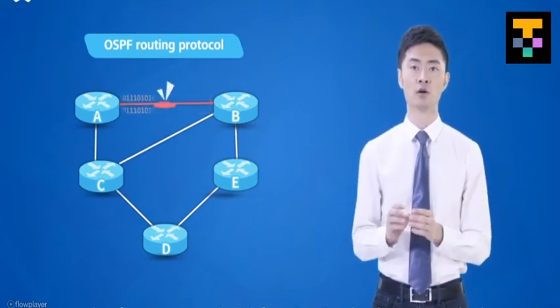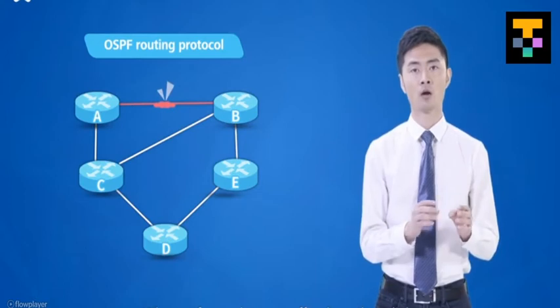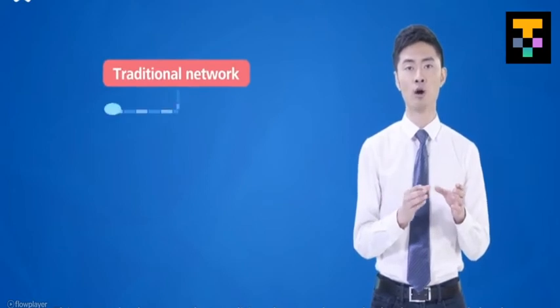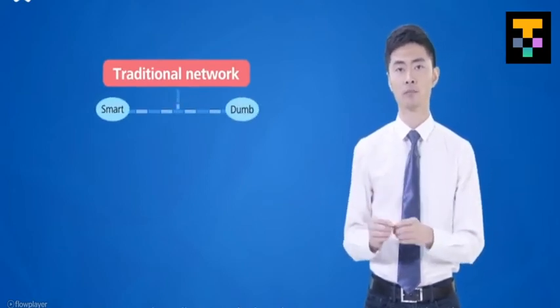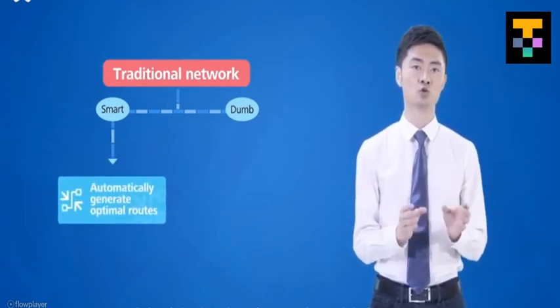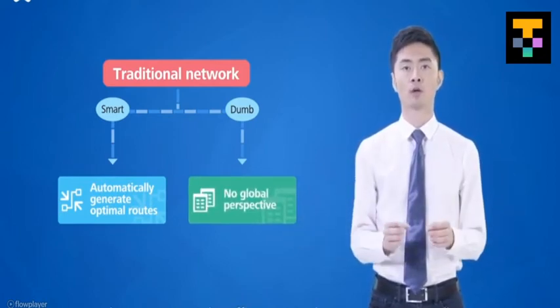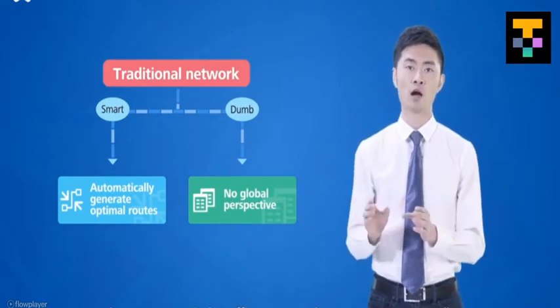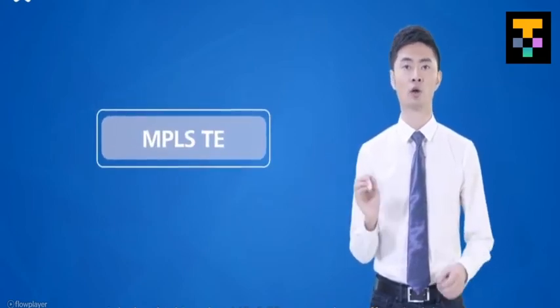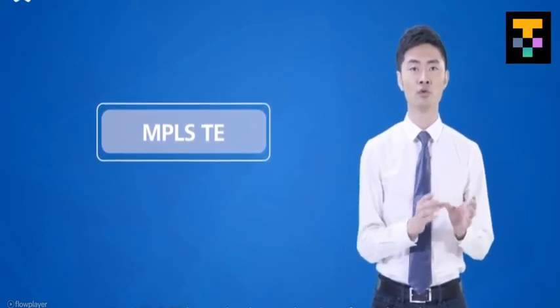But what if congestion on the link from A to B is already causing packet loss while the other two links are idle? Why not forward some traffic along those links? This example shows us that traditional networks can be both smart and dumb. Smart in that all protocols that they use generate optimal paths, and dumb in that they do not take a global perspective. When congestion occurs on the optimal route, they cannot switch traffic over to other routes automatically. You might be thinking that MPLS TE can resolve traffic scheduling issues, but MPLS TE has to be designed and configured in advance.